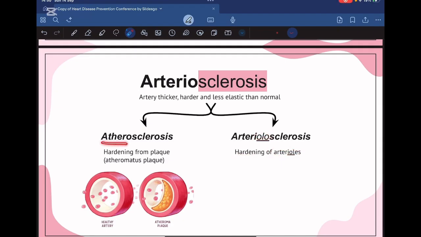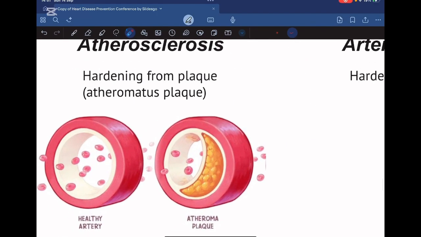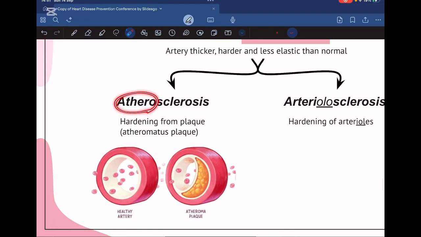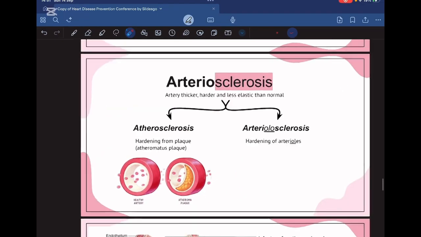Or atherosclerosis, which is hardening due to an atheromatous plaque. What is an atheromatous plaque? It is a lump of fat, such as this one. What we can appreciate here is that the lumen is getting smaller and the tunica intima is getting thicker. Why? Because the atheromatous plaque builds up in the tunica intima.